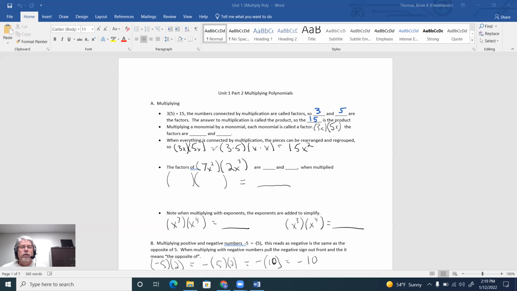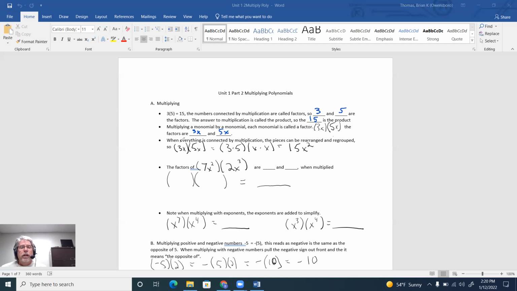So taking this to algebra and working with polynomials. If I'm multiplying a monomial by a monomial, since they're connected by multiplication, each monomial is a factor. Things connected by multiplication can be called factors. Notice how these parentheses are identifying this monomial and these parentheses are identifying that monomial. Since these two monomials are connected by multiplication, we call them factors. So when I have 3x times 5x, the factors are, of course, the 3x and the 5x.